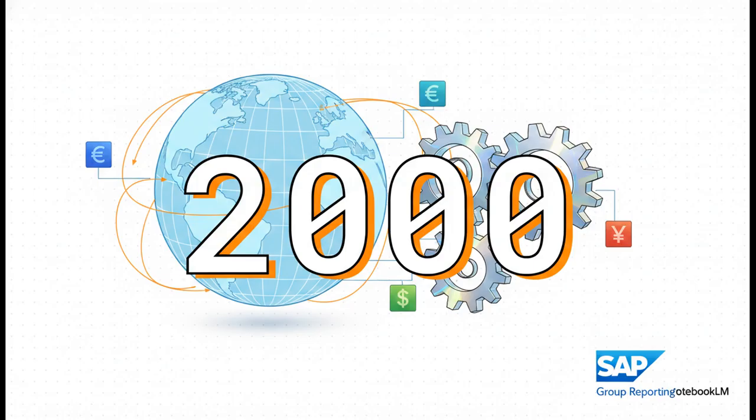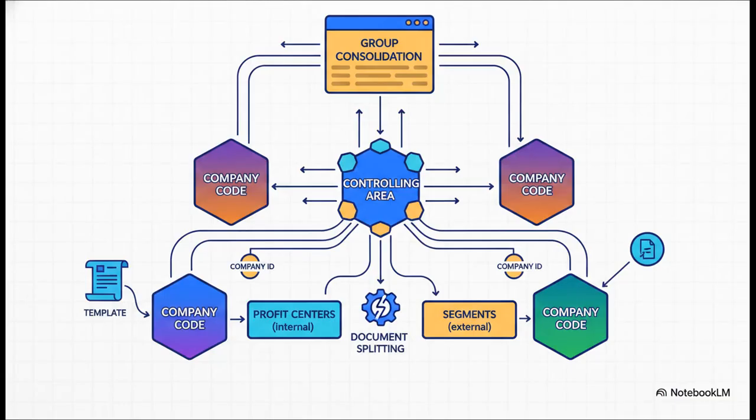So let's quickly recap our blueprint. Number 1, start with templates to build your company code foundation. It's a lifesaver. 2, use profit centers for your internal analysis and segments for external compliance. And remember to turn on document splitting if you need it. 3, link your company codes to a single controlling area to get that unified management view. And finally, number 4, assign company IDs to get everything ready for that top-level group consolidation.